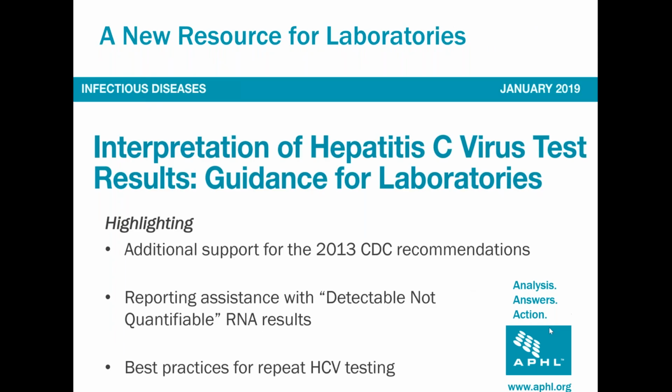Another resource, which is just off the press this year, is from the APHL, an interpretation of HCV viral results guidance for laboratories in January of 2019. It's also on the reference document. This actually highlights the additional support for the 2013 guidelines and gives you very detailed reporting assistance with those cases that are detectable, not quantifiable viral load RNA results. And it also provides a few more best practices for repeat HCV testing. Next slide, please.